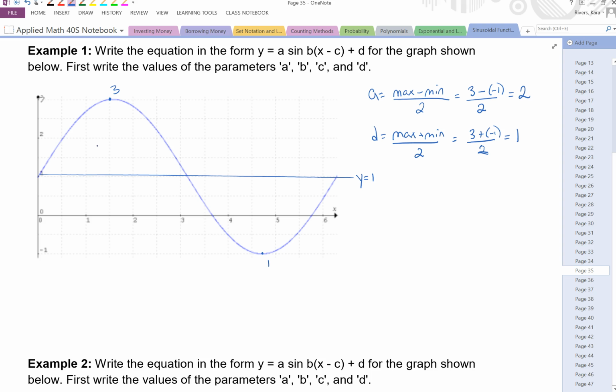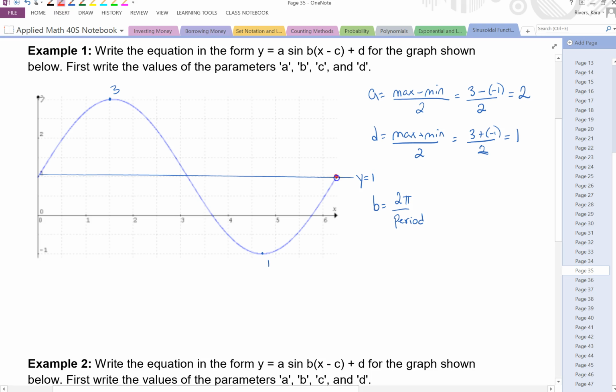So that's A and D. Now our B, our period, we can figure out because our formula is 2 pi divided by the period. And how do I figure out what the period is? Well, I look at how long it takes for it to have one full cycle. And this is very similar to our first one there.